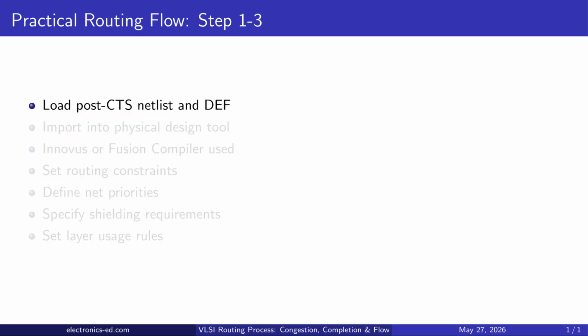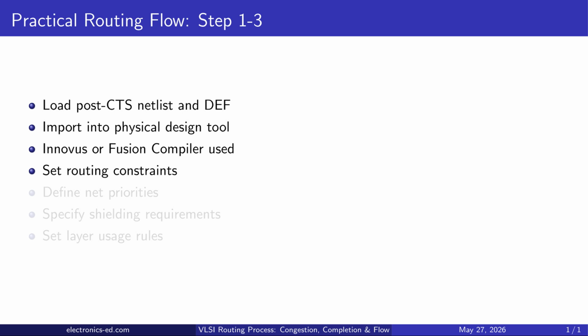Step 1. Load the Post-CTS netlist in DEF file. Step 2. Import everything into a physical design tool. Common tools are Innovus or Fusion Compiler. Step 3. Set your routing constraints. Define which nets have higher priority. Specify any shielding requirements for sensitive signals. And set the layer usage rules, like which layers to avoid.